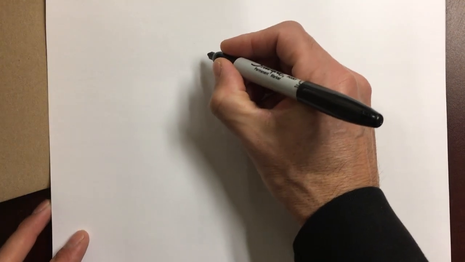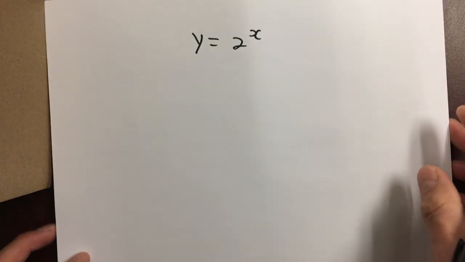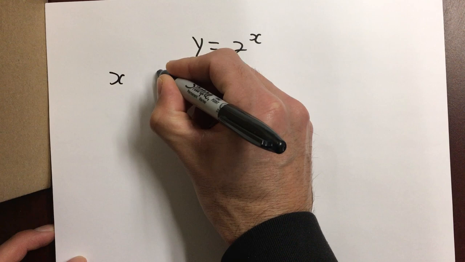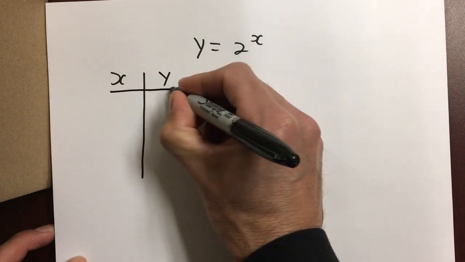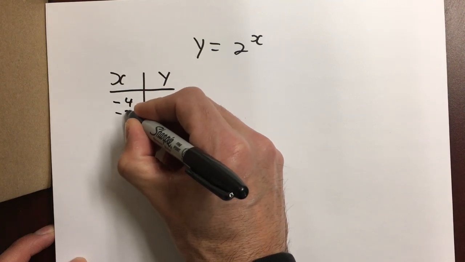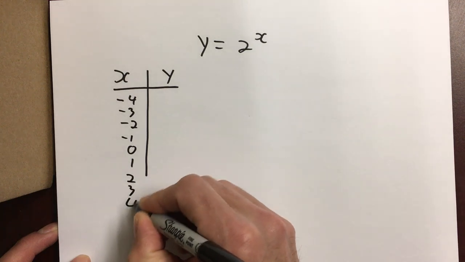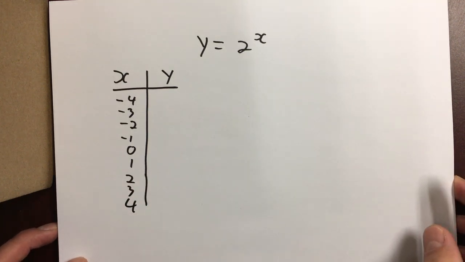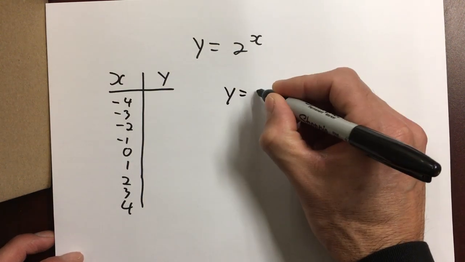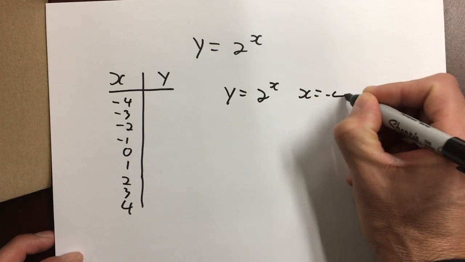So to start out, let's do y equals 2 to the x. I'm going to make a table of values. And we'll go from negative 4 right up to 4. Our first value is y equals 2 to the x when x is equal to negative 4.